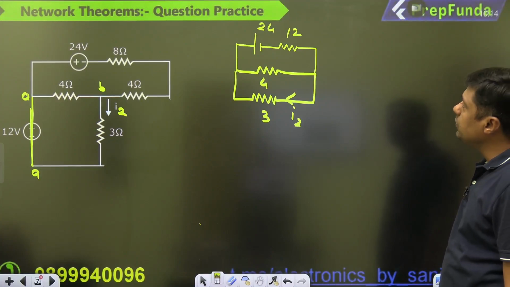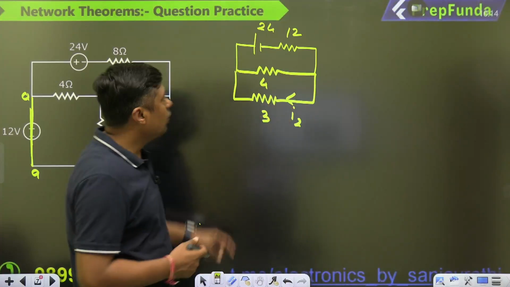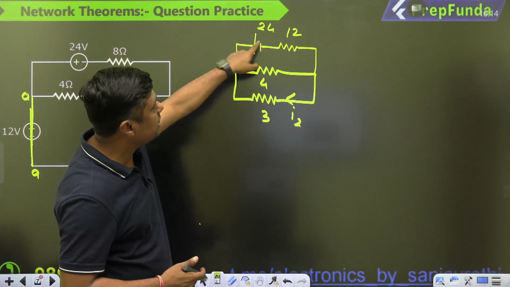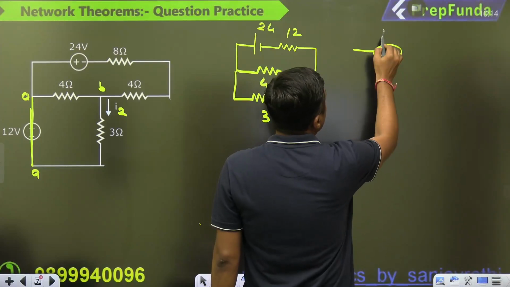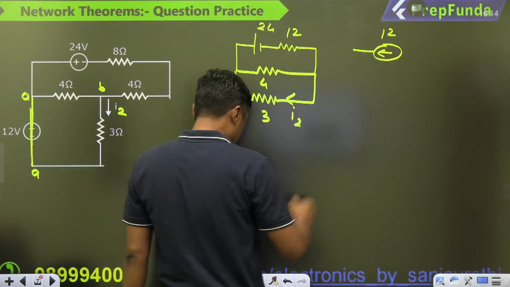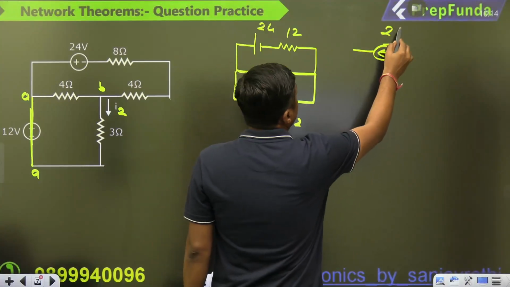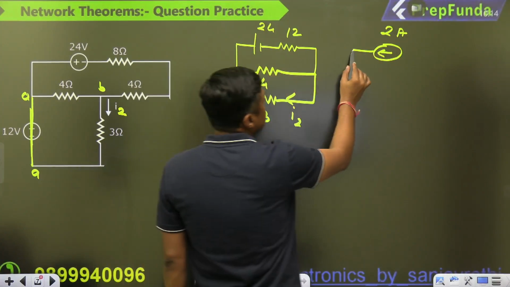Or what you can do, you can convert the voltage source into current source. For example, I am going to convert this voltage source into current source. Then 24 divided by 12, so it will become 2 ampere. Sorry, not 12, 2 ampere. And what is the direction of the current? This side. And this is the 12 that is in parallel.